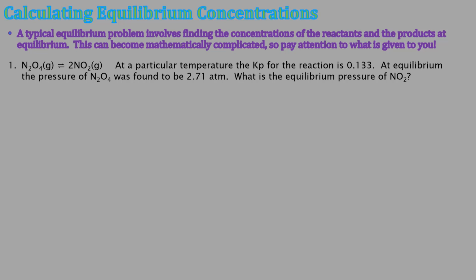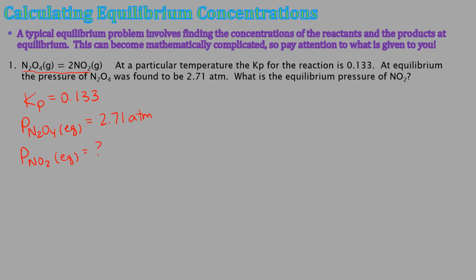With this example, we have this reaction right here. It says that at a particular temperature, the Kp for the reaction is 0.133. So we're given the Kp. And it says that at equilibrium, the pressure of N2O4 was found to be 2.71 atm. And we want to know what the equilibrium pressure of NO2 is.